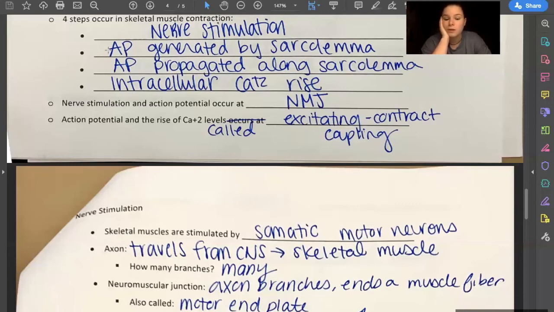So let's get back to this muscle contraction, also known as how you hug people you love. Okay.